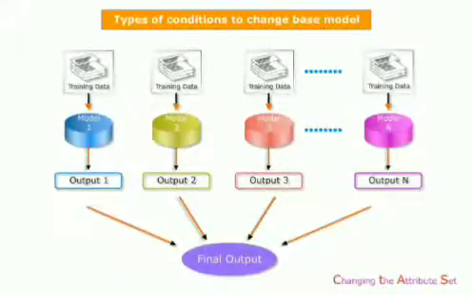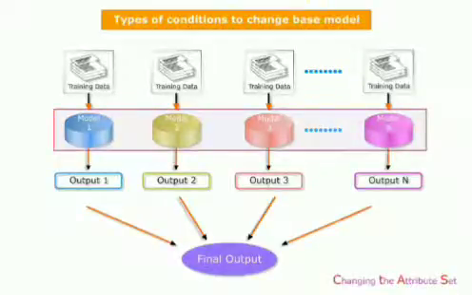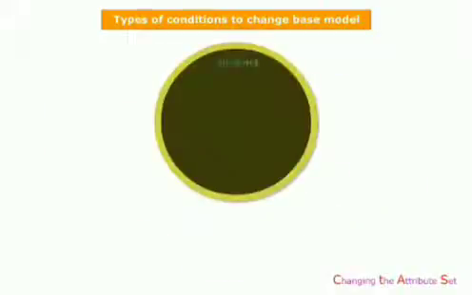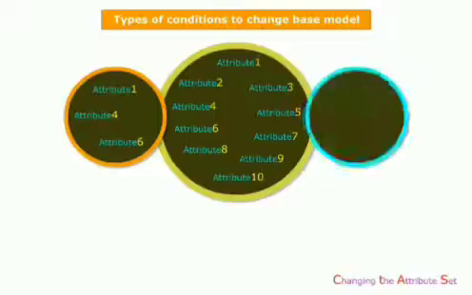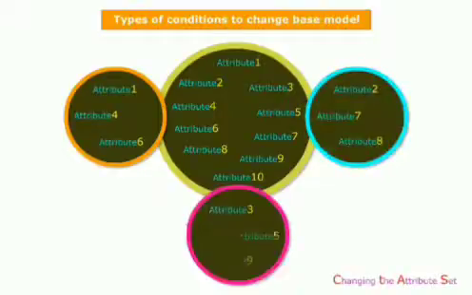Similar to changing the training data, where a sample of records is used for building each base model, you can sample the attributes for each base model. This technique works when the training data has a large number of attributes.